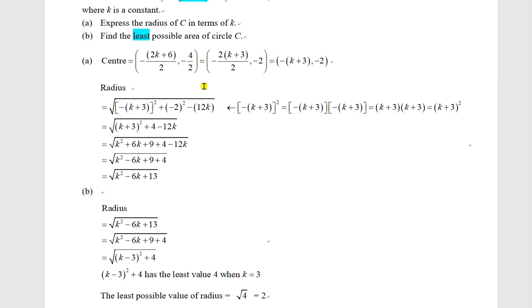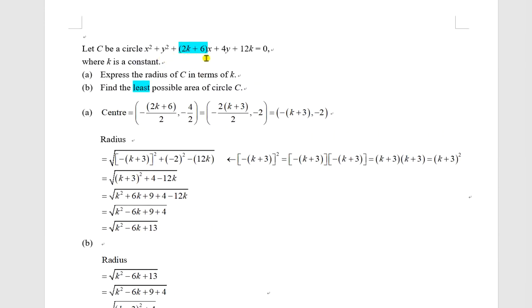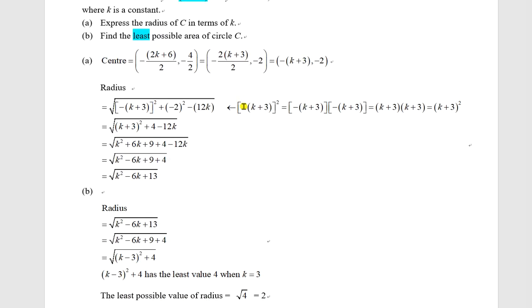When the equation of a circle involves some unknown constant k, the first few things you need to do is find the center and then the radius in terms of k, and then follow the instruction to do some proper expressions and calculation.